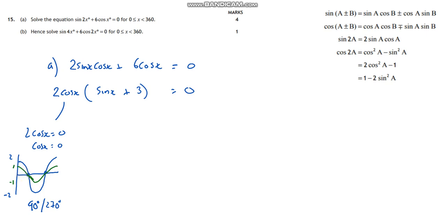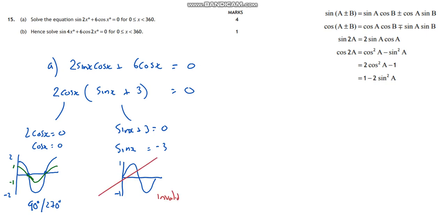So that's your first answer, and then your next answer, you're saying, well, when is sine x plus 3? When does that equal 0? Well, that means when does sine x equal negative 3? Let's have a think. So my regular sine x is doing something like this. It goes up to 1 and negative 1. Does it ever reach 3? No, it doesn't. That's an invalid solution.